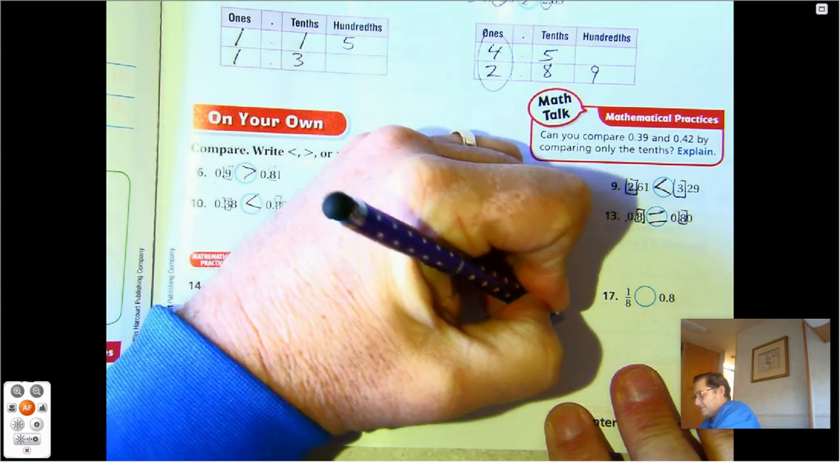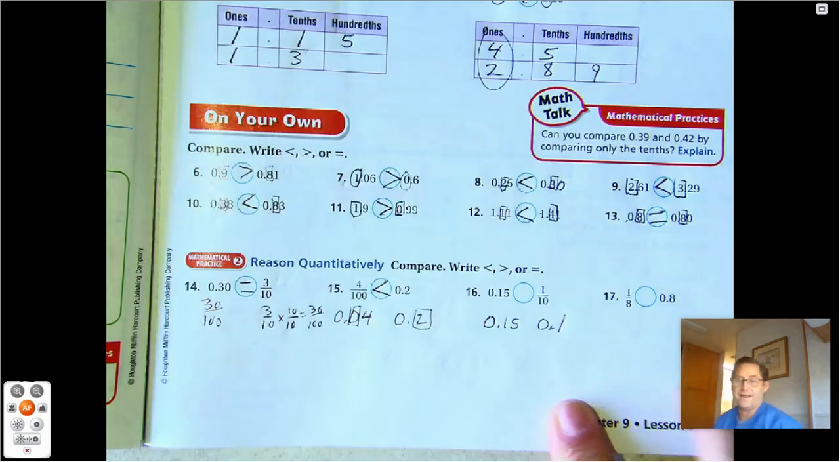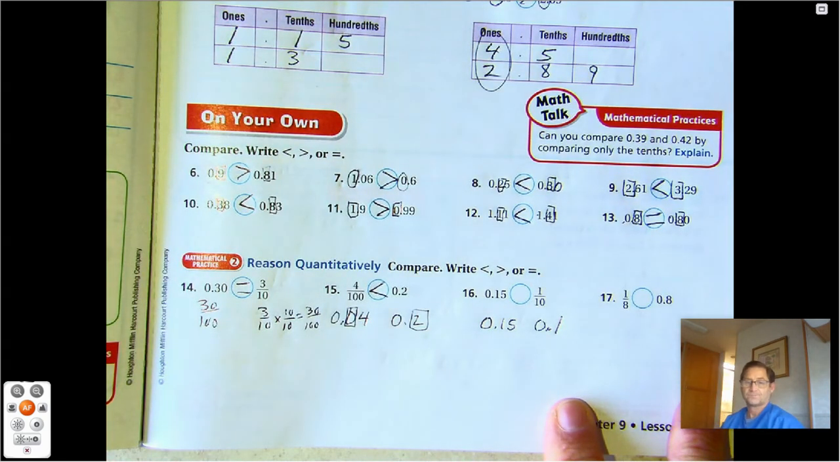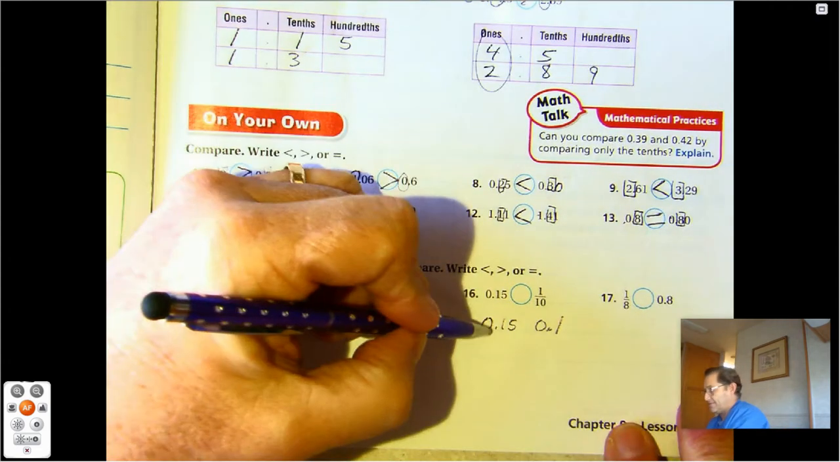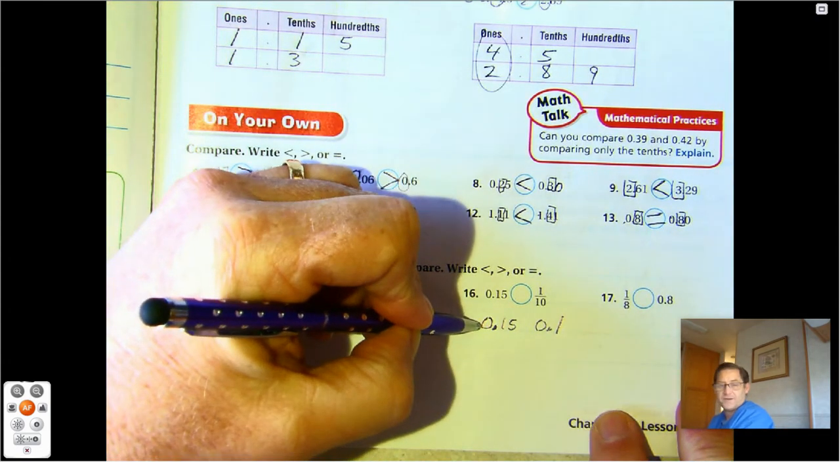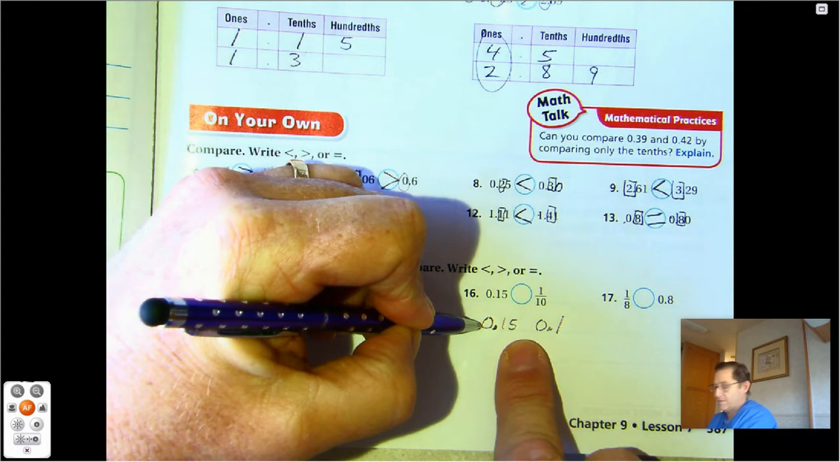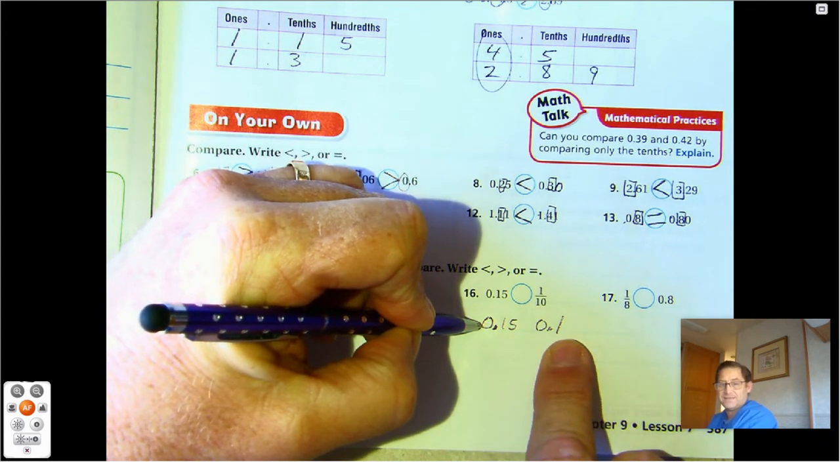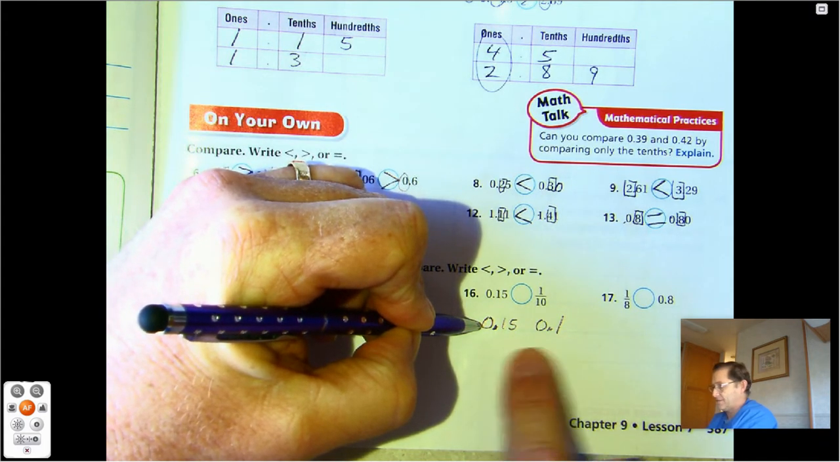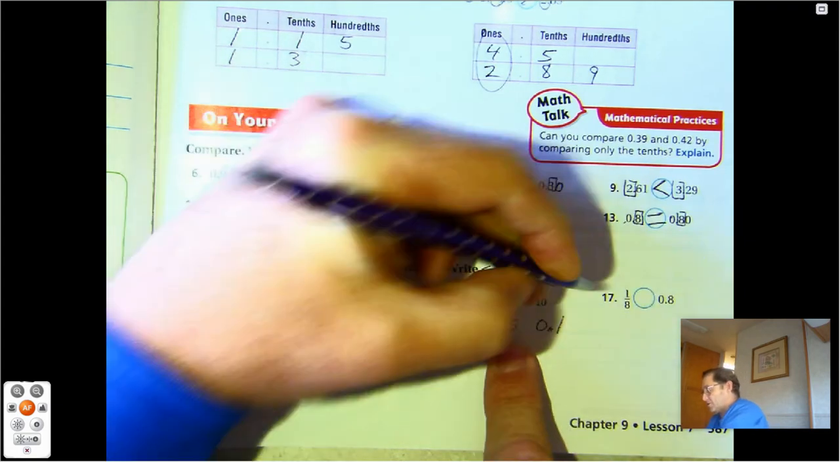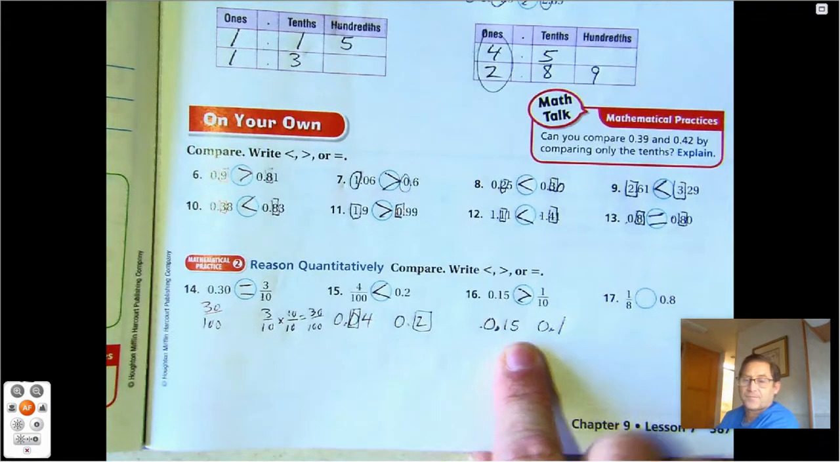15 hundredths compared to 1 tenth. Compare the size of the largest place value. Zeros, doesn't help. 1 tenth, 1 tenth, that doesn't help. 5 hundredths, no hundredths. This one is larger.